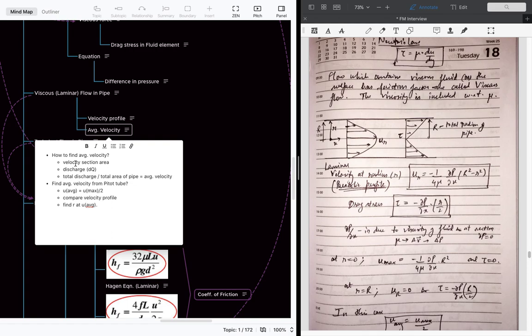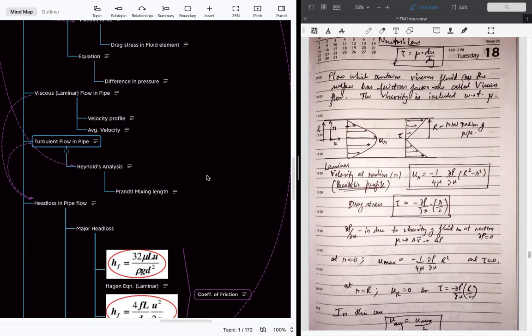Then, how to find the average velocity? First we have to take the velocity and section area, then find the discharge for the particular section, and then find the total discharge. And from that, if we divide by the total area, we get the average velocity. To find the average velocity using a pitot tube, just use this relation, use the velocity profile, and then find the radius to find the average velocity at that point.